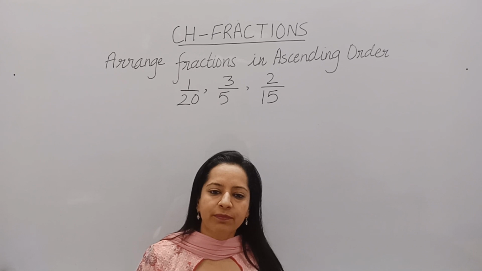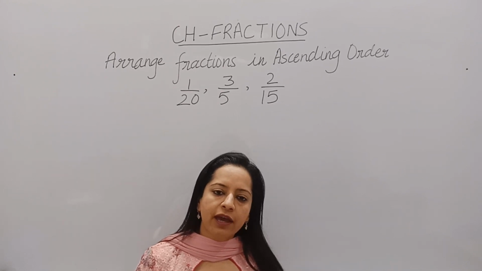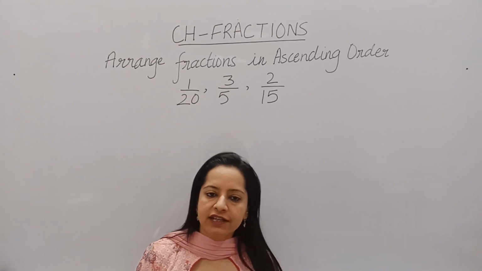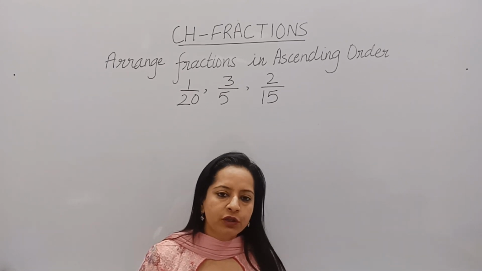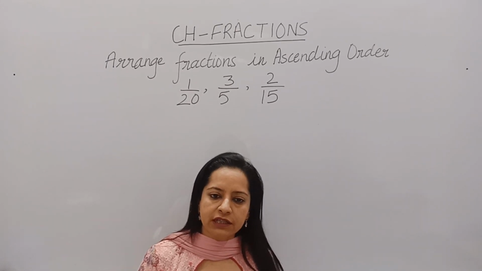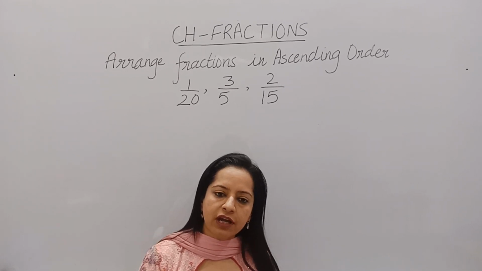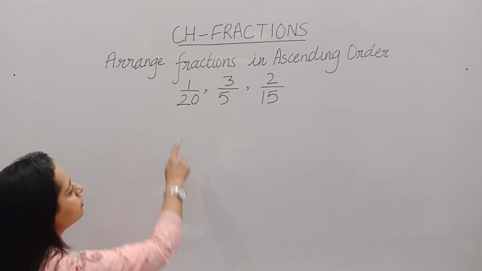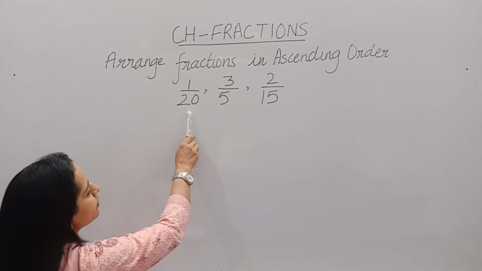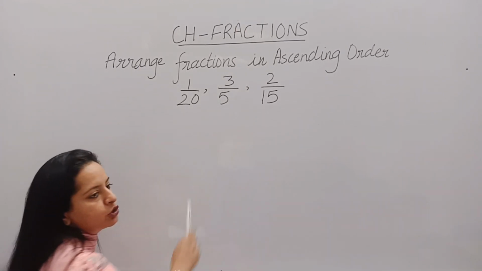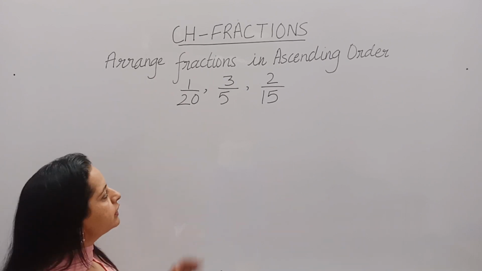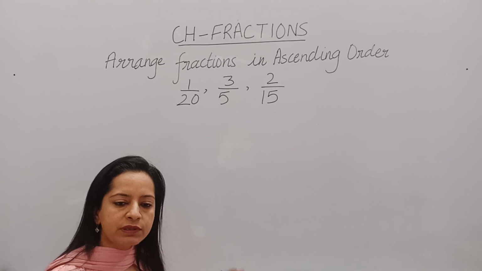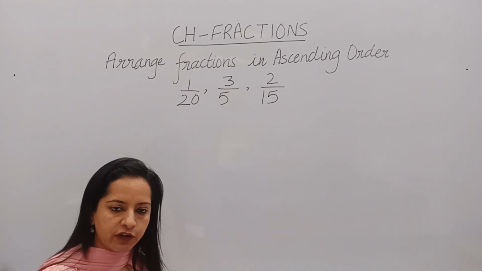Today we are studying the chapter fractions, and in this chapter we will be learning how to arrange fractions in ascending order. I hope you all know what we mean by ascending order. Ascending order means starting from smaller to bigger numbers. So we have got three fractions, 1 upon 20, 3 upon 5 and 2 upon 15. We need to arrange these fractions in ascending order, starting from the smaller fraction to the larger fraction.